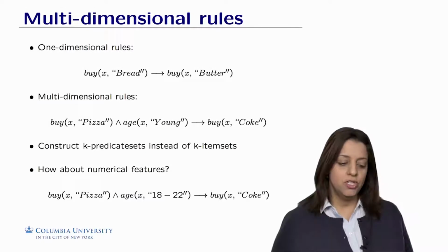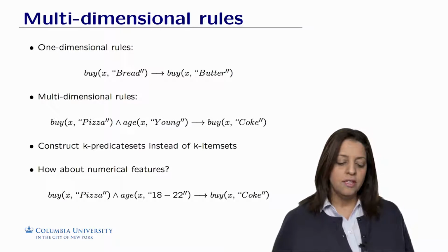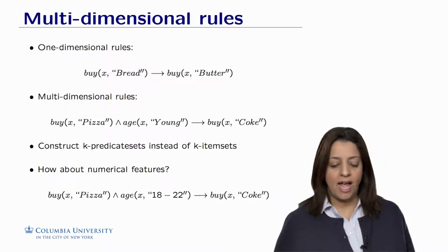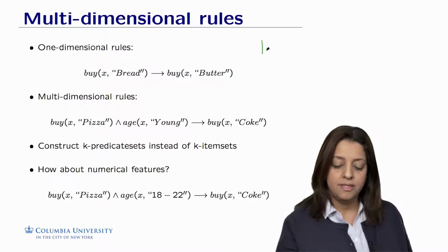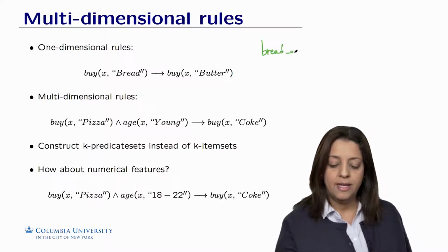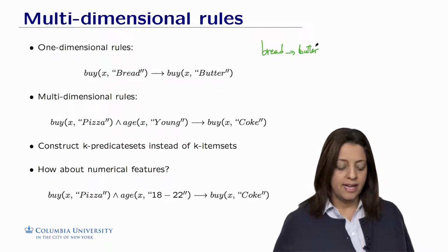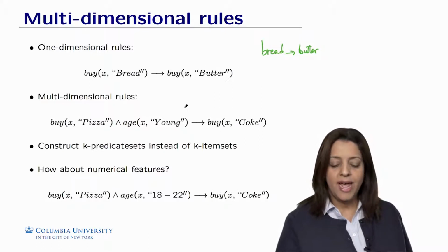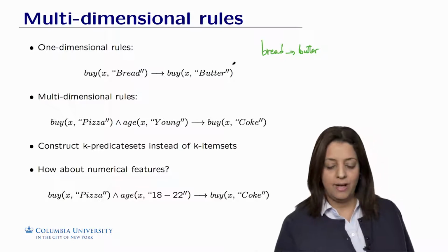Another line of research in association rules is to consider multidimensional rules. If we talk about just simple items, we could express the rule as bread implies butter. But we could also write this with a different syntax as buy(X, bread) implies buy(X, butter), where X is the customer. Customers who tend to buy bread tend also to buy butter.